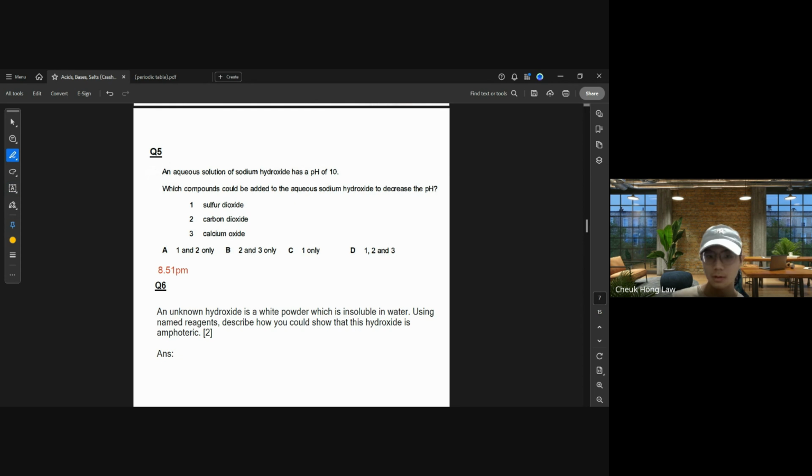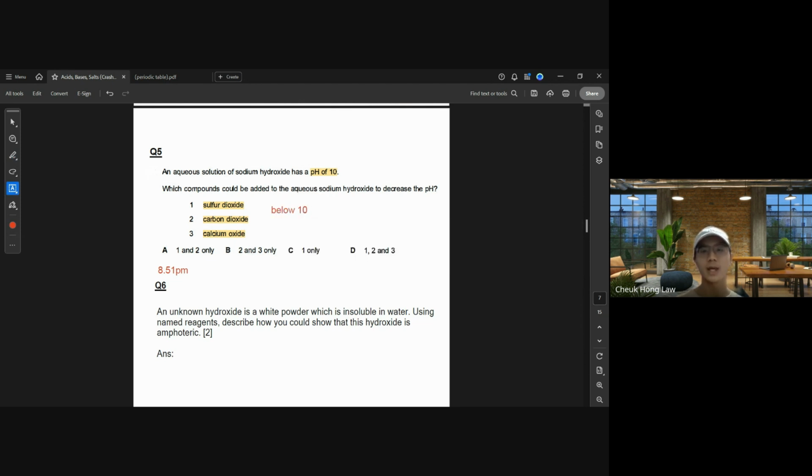Question 5. An aqueous solution of sodium hydroxide has a pH of 10. Which compounds could be added to aqueous sodium hydroxide to decrease the pH? We have sulfur dioxide, carbon dioxide, and calcium oxide. In order for the pH to decrease, the oxides have to be below 10.